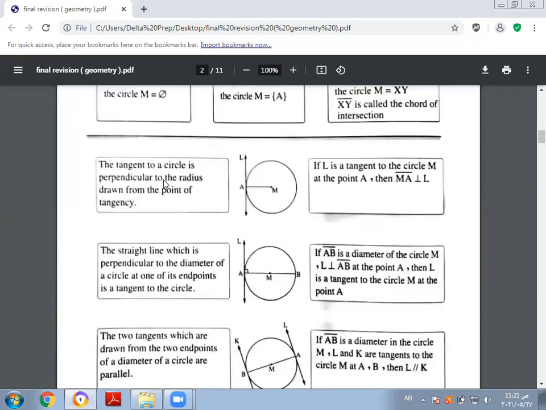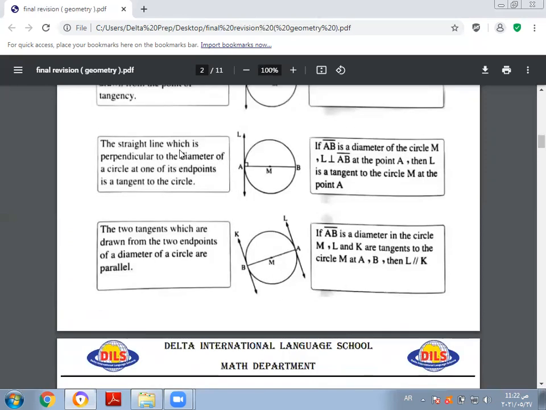The tangent to a circle is perpendicular to the radius drawn from the point of tangency. If L is a tangent to the circle M at the point A, then MA is perpendicular on L. We must remember that also the straight line which is perpendicular to the diameter of the circle at one of its endpoints is a tangent to the circle. This means that if AB is a diameter of the circle M, and L is perpendicular on AB at the point A, then L is a tangent to the circle M at the point A.